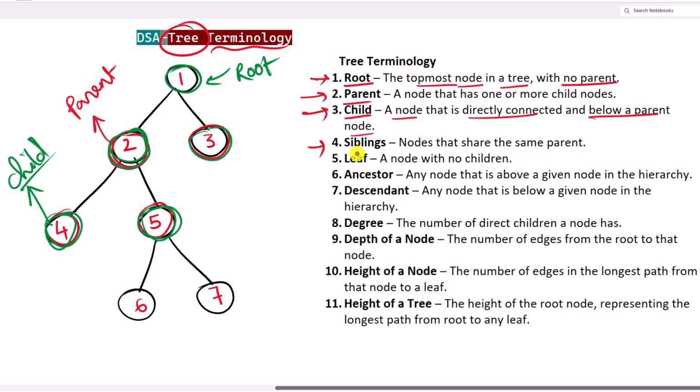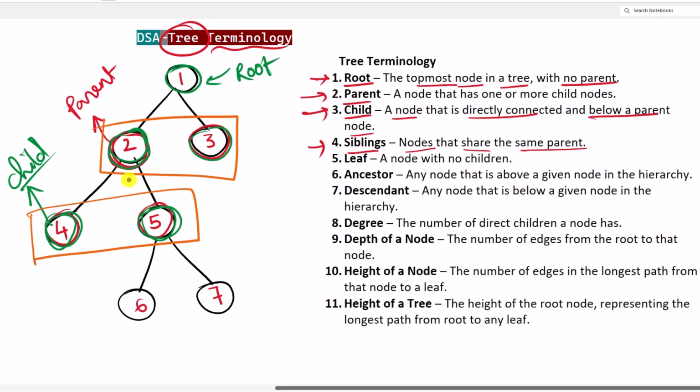And next we have the siblings. So siblings are the nodes that share the same parent. Like an example, the node 2 and 3, they share the same parent node which is 1. So that means they can be siblings. Similarly, the node 4 and 5, they also have the same parent too. That means they also can be called siblings. And also the node 6 and 7, they also have the same parent. That means also we can call these nodes the sibling nodes.